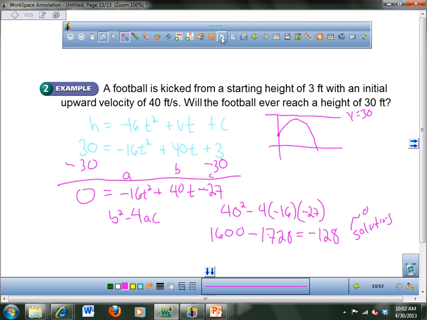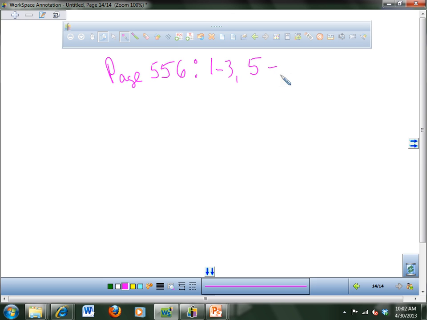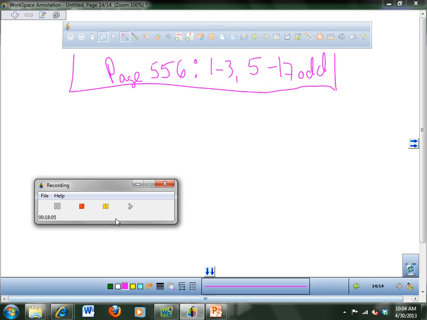Your homework I have made relatively easy. Page 556. I made it short, right? And you do have to show some work. Don't just write no solution, one solution, or two solutions. Show that you plugged into b squared minus 4ac. Numbers 1 through 3, 5 through 17 odd. You can finish this in class without any problems. It's a short homework assignment, okay?